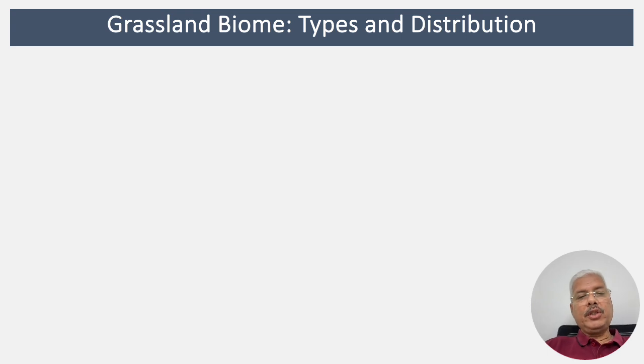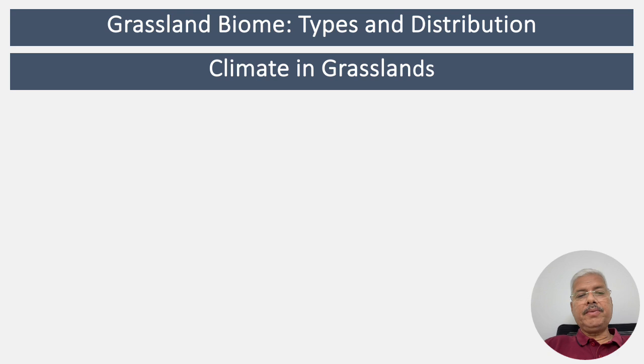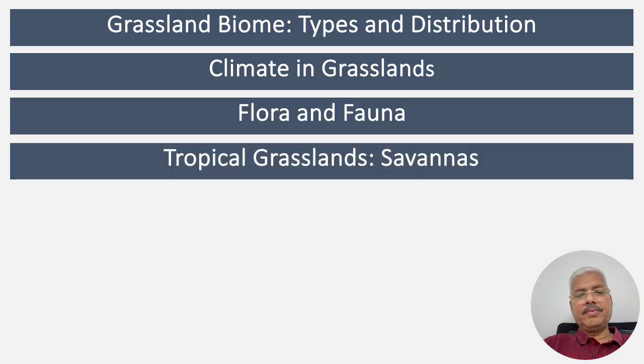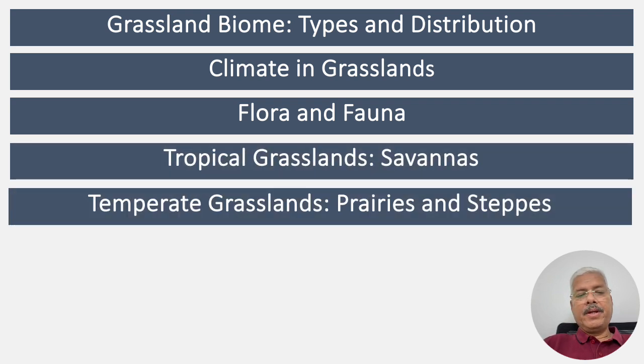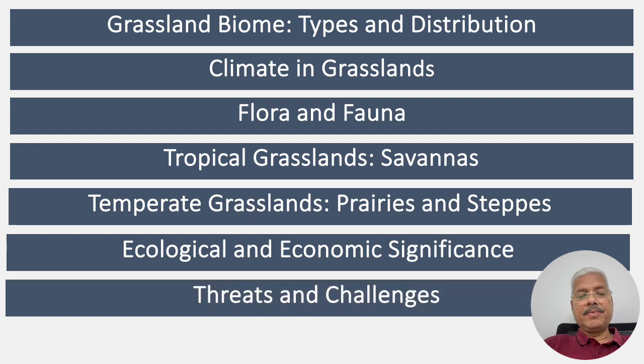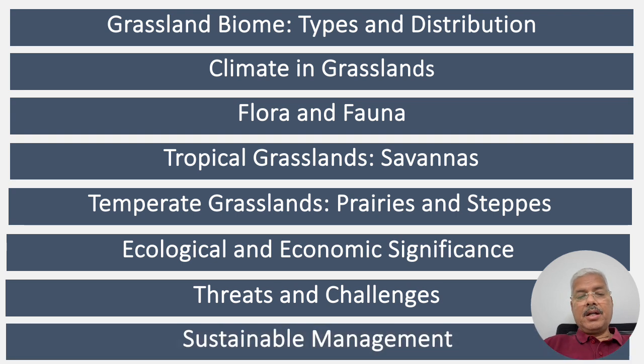The contents of this video are: grassland biome, types and distribution, climate in grasslands, flora and fauna of grasslands, tropical grasslands, that is savannas, temperate grasslands like prairies and steppes, ecological and economic significance of grasslands, threats and challenges to the grasslands, and sustainable management of grassland.